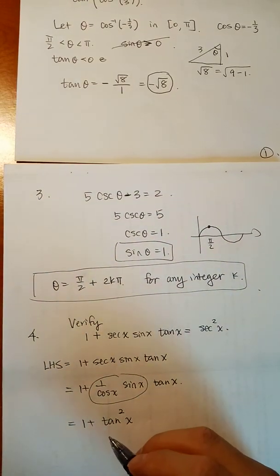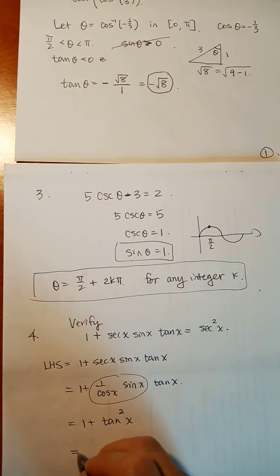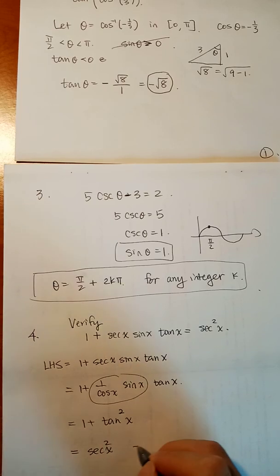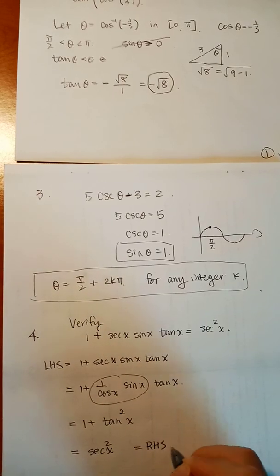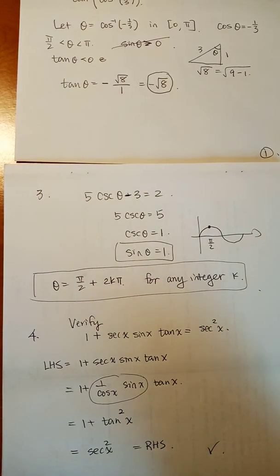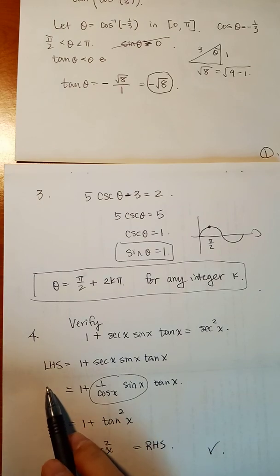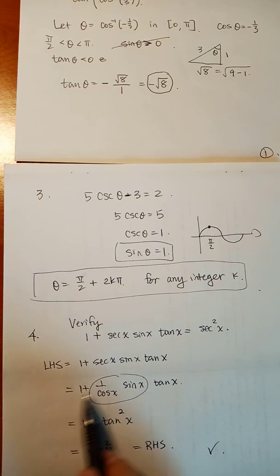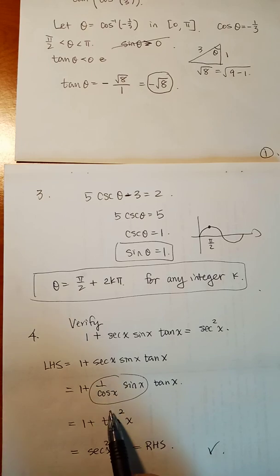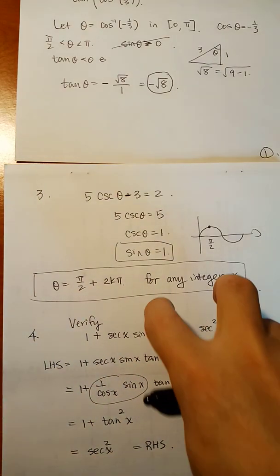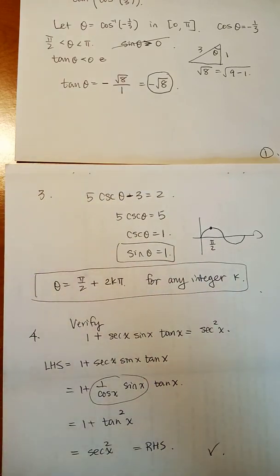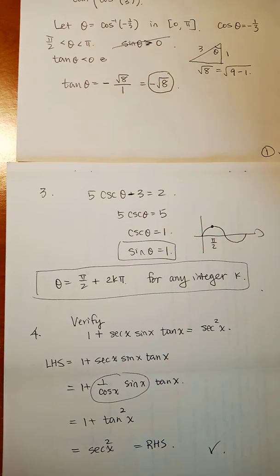Then we know the famous identity: 1 plus tangent of x squared is secant x squared, which is equal to the right hand side. So we verify it. You see here, we start from the left hand side, we simplify or manipulate the formulas, and we get the right hand side. We don't assume they are equal to each other at the beginning. Okay, and that's it.